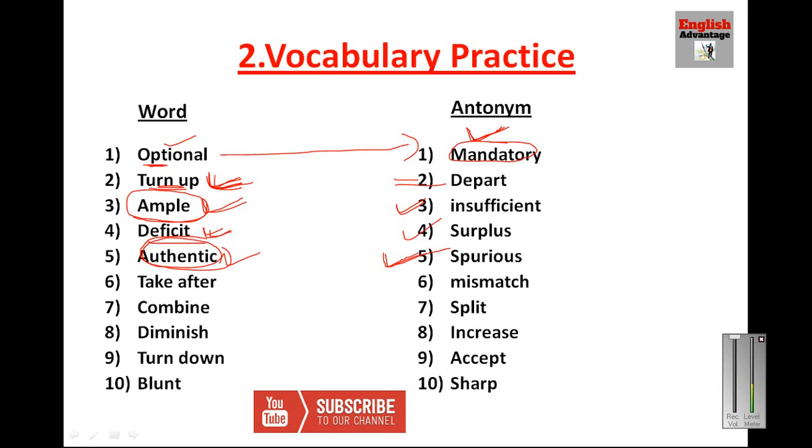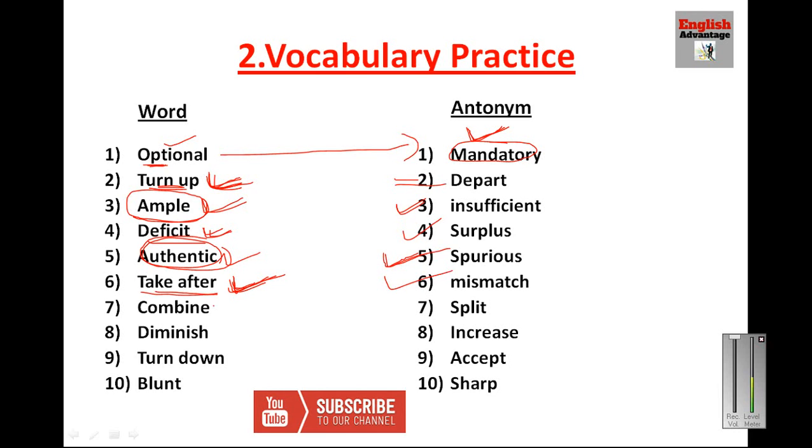Now this is another phrasal verb I have taken. Take after. It's not look after, but take after. Take after means to resemble, to be similar to somebody. For example, a son takes after his father. It means they resemble each other. So take after means to resemble. At the same time, mismatch will be the antonym of this word.